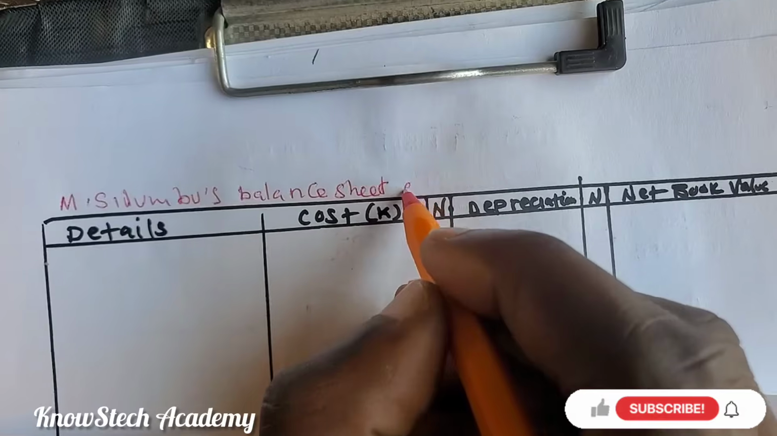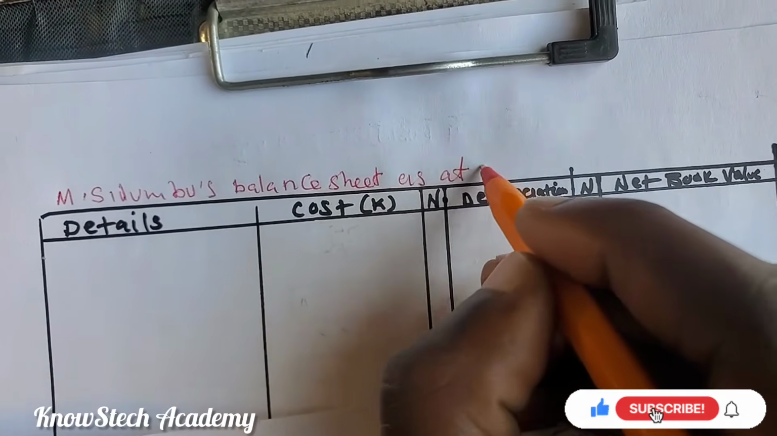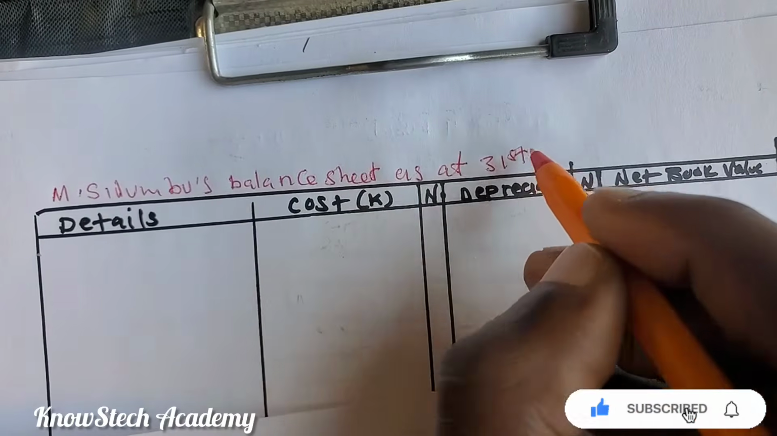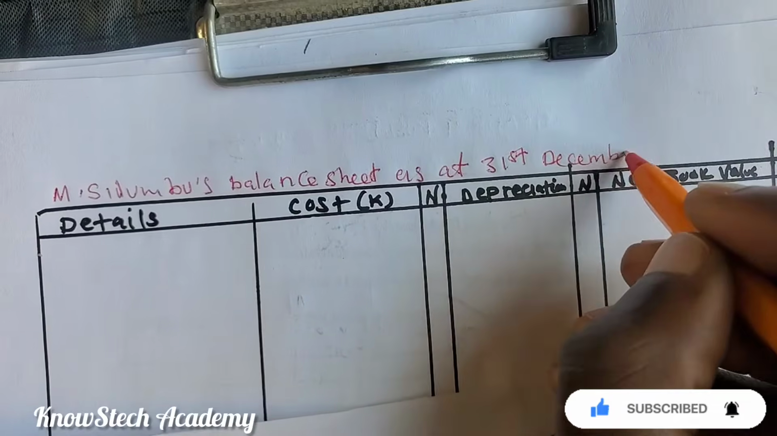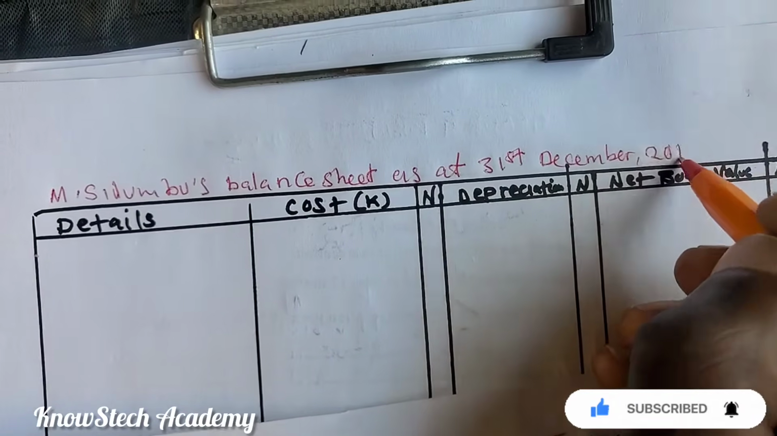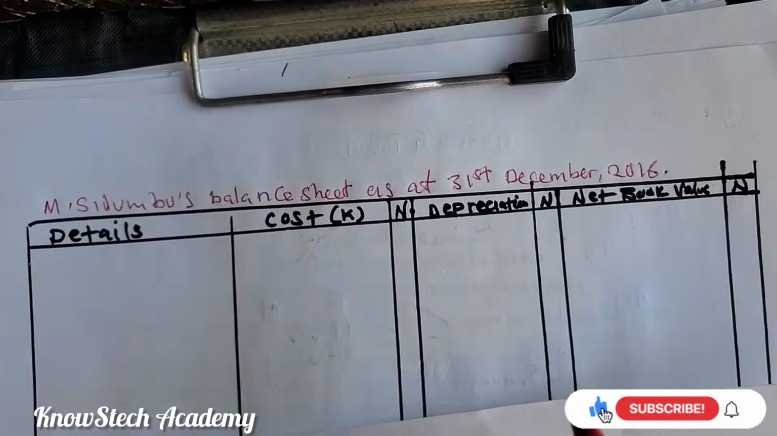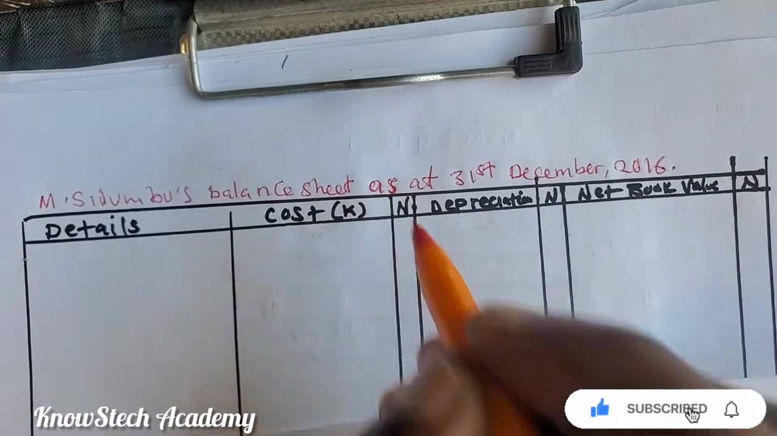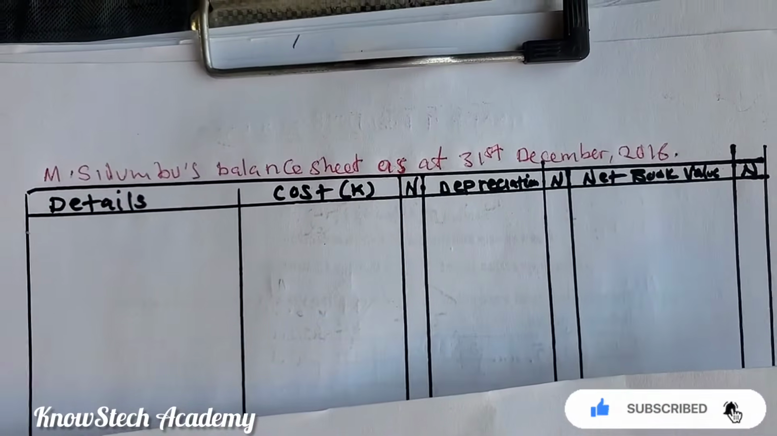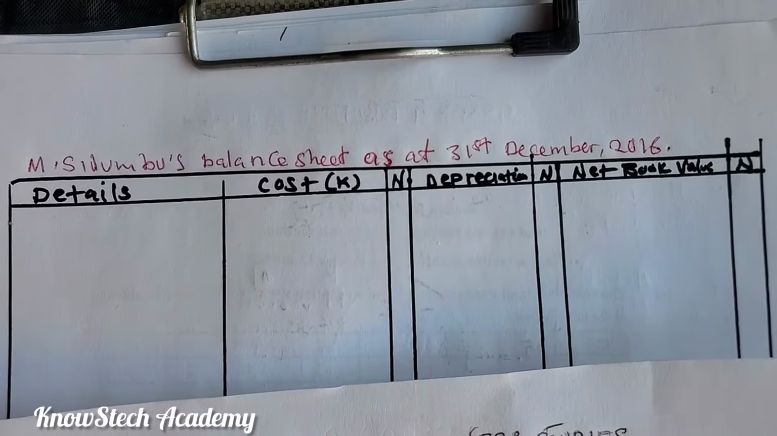Balance sheet. This one is prepared as at, then the date, 31st December 2016. That is the title. The catch here is on "as at". This one is not prepared for the year ending. It is prepared as at a certain date.